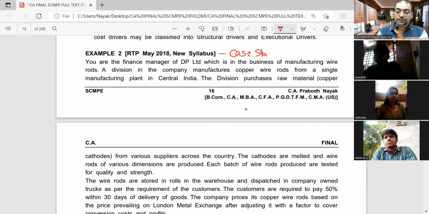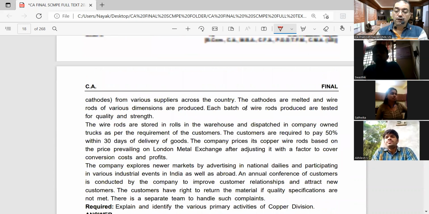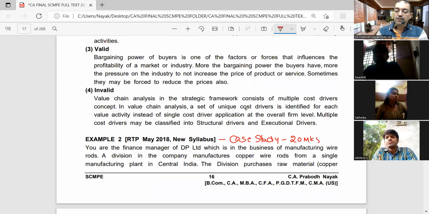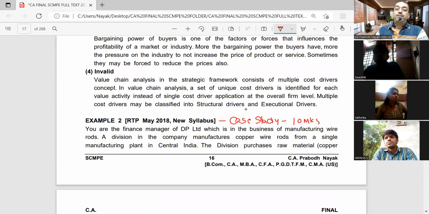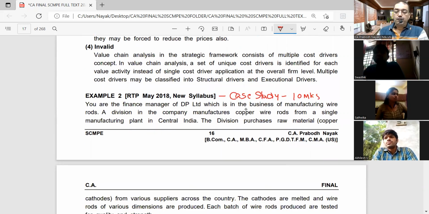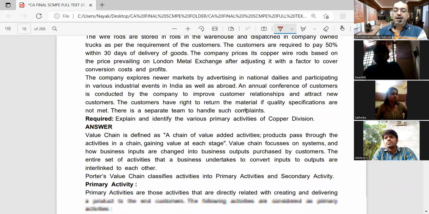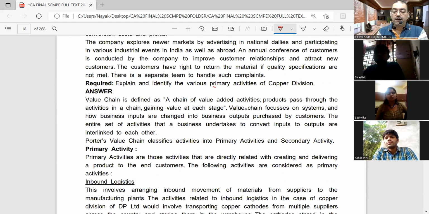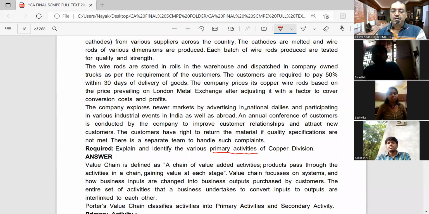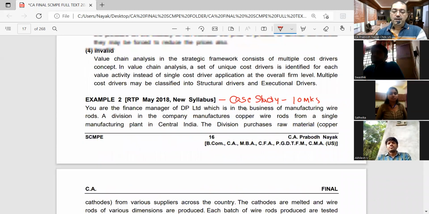20 marks. Let's see, no, this will be for 10 marks. I'll tell you why for 10 marks. It is for 10 marks because they have not asked you primary and support activities here. They have asked you only for primary activities. Primary and secondary, it will be for 20 marks. So here they have asked you to explain and identify the various primary activities. Only one part they have asked. So it will be 10 marks.